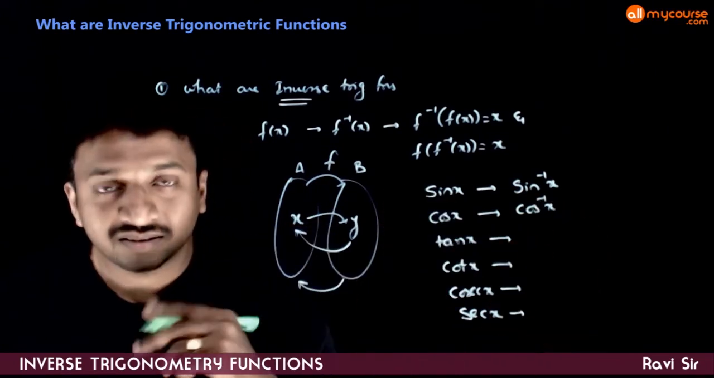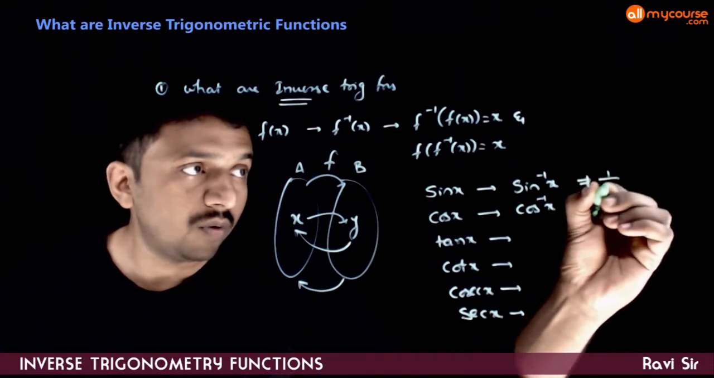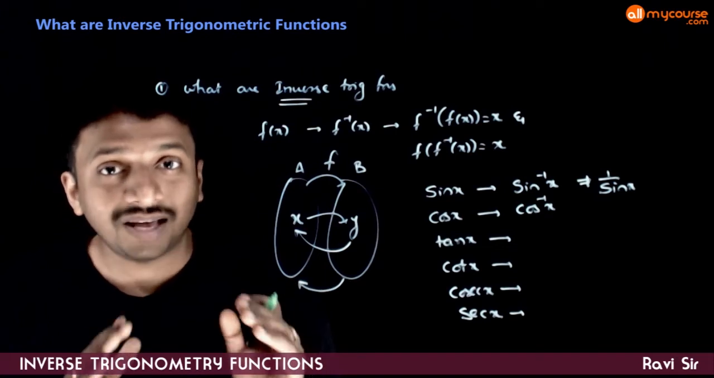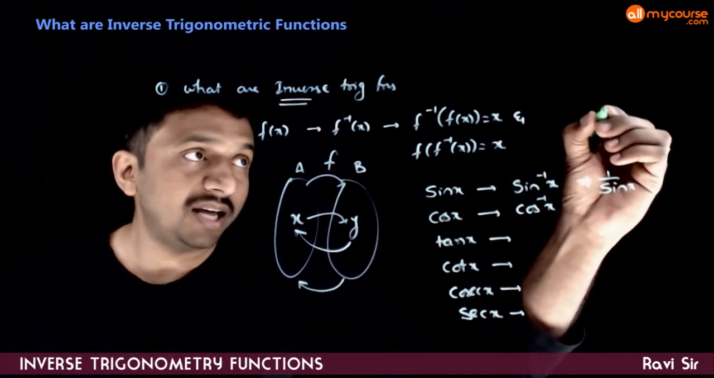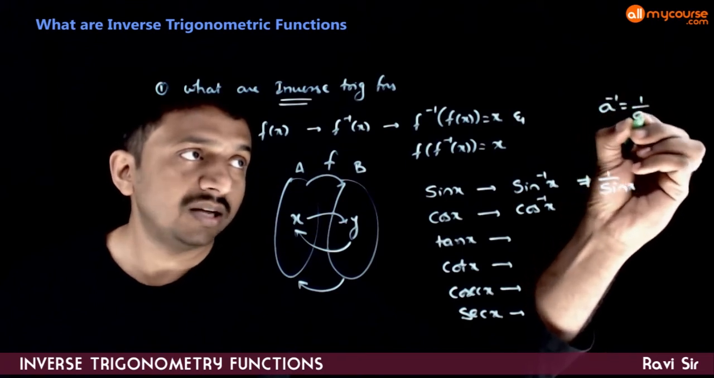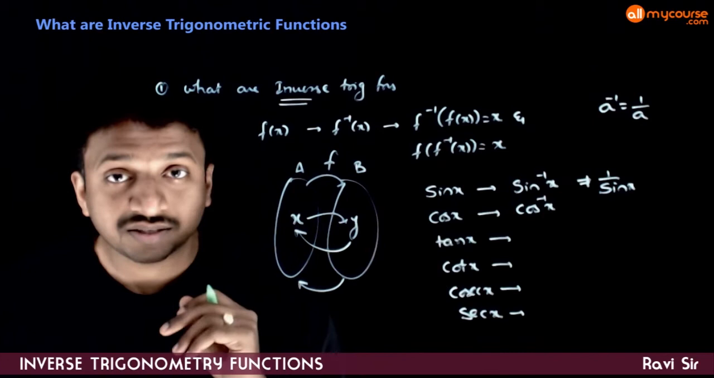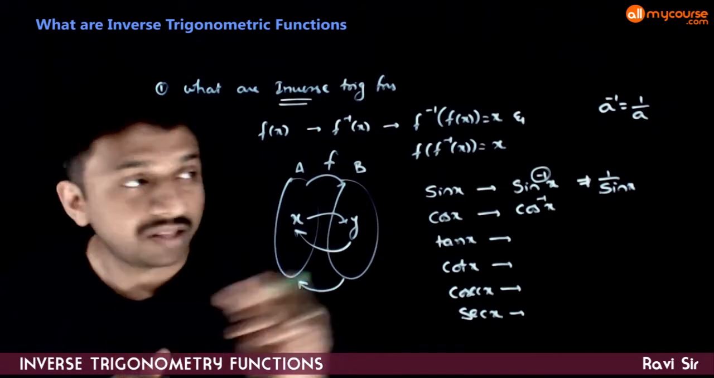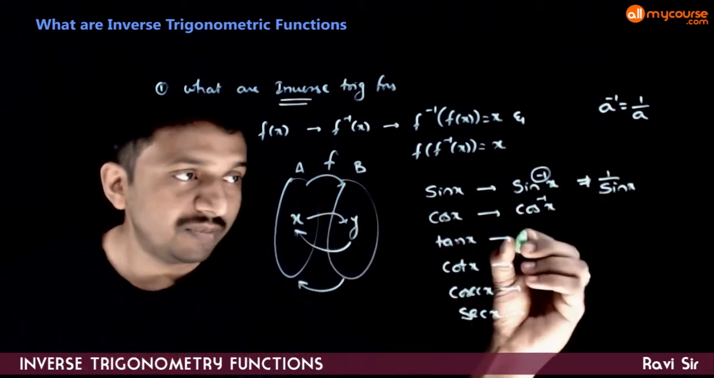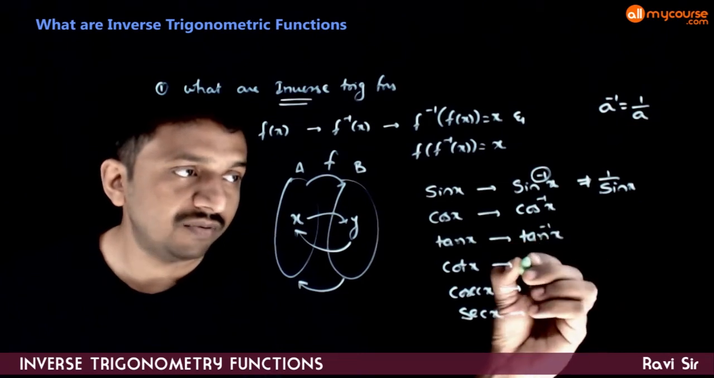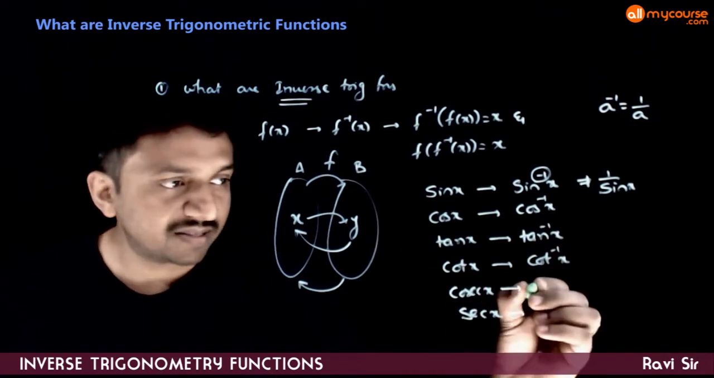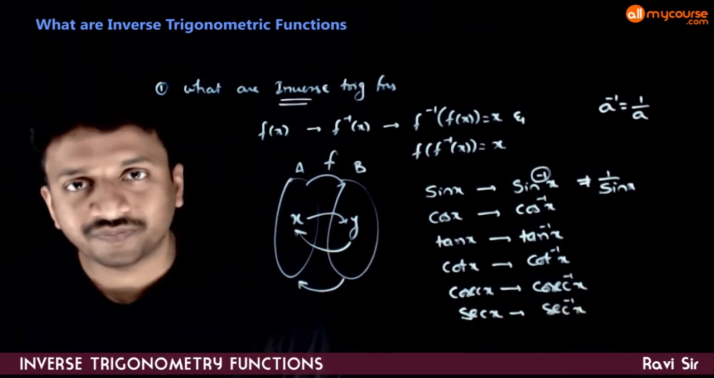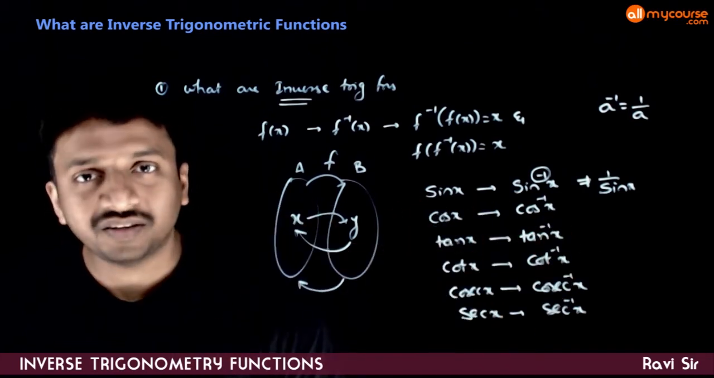Cos inverse x is not equal to 1 by cos x. This power minus 1 does not imply what it implies in the chapter of exponents. In the chapter of exponents, a power minus 1 is 1 by a. But in the chapter of functions, power minus 1 denotes the inverse function, not the reciprocal function. Similarly, you have functions tan inverse x, cot inverse x, cosecant inverse x, secant inverse x. These are the inverse functions to the trigonometric functions.